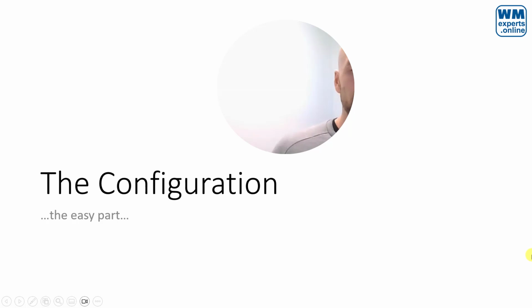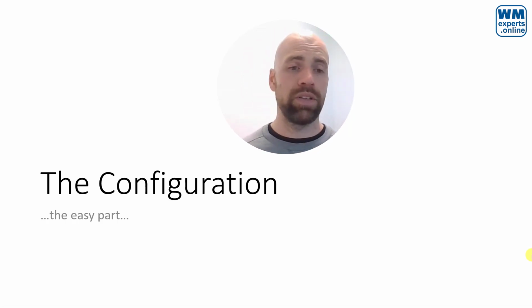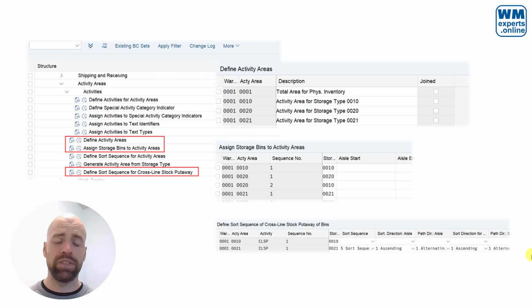So as mentioned before, I will give you everything you need to do the configuration. Let's start with that part. It's pretty easy. You have in total 3 nodes in the customizing that you need to touch. First of all, you need to define the activity areas. Then you need to assign the bins. So an activity area might be one storage type, it might be a part of a storage type, and it can also be multiple storage types combined together in one activity area. And with the assignment of the storage bins to the activity area, you define exactly that.